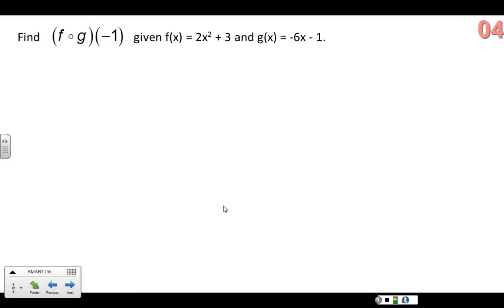In this last example, you'll notice the instructions tell us to find f of g of negative 1. Not to find f of g of x, but f of g of negative 1. So one approach we could take with a problem like this is to find f of g of x and then substitute negative 1 in for the function and find out the value. So let's do it that way. Let's first find f of g of x.